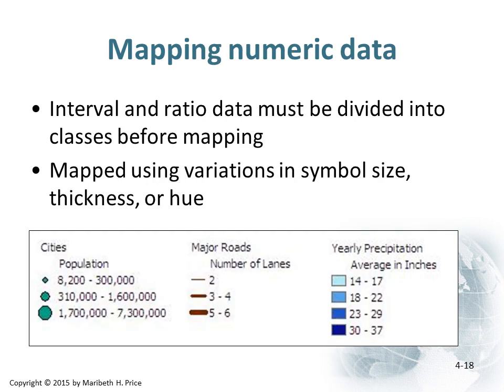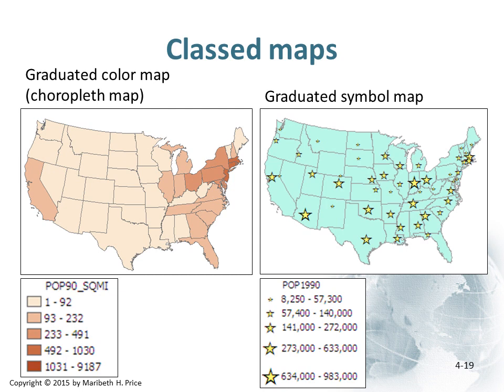Mapping numeric data. Interval and ratio data has to be divided into classes before you can map it. It's usually mapped with variations in symbol size, thickness, or hue. Here we have point data expressed as different size point representations, roads, which are used in a wider line for the more lanes, and then we have precipitation that is classified out as a choropleth with different colors. And we'll also have class maps like this graduated color map or graduated symbol maps. Same basic premise: as values increase, the colors go from lighter to darker, or as values increase, the size of the stars increase.